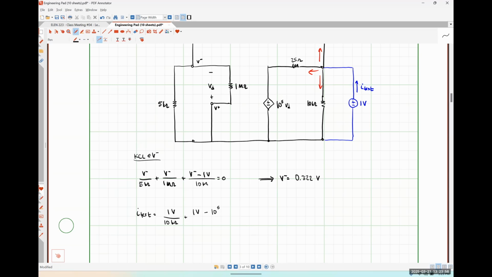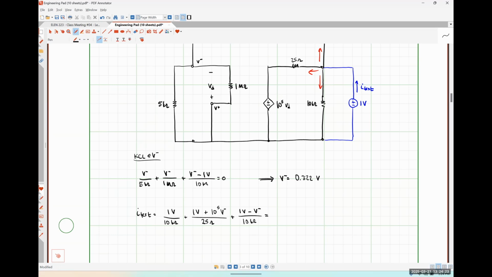Yeah, so it's just going to be negative V minus. So I'm just going to put this as plus V minus, and we could just substitute that number in, over 25 ohms. And then lastly, I would have 1 volt minus V minus over 10 kiloohms.